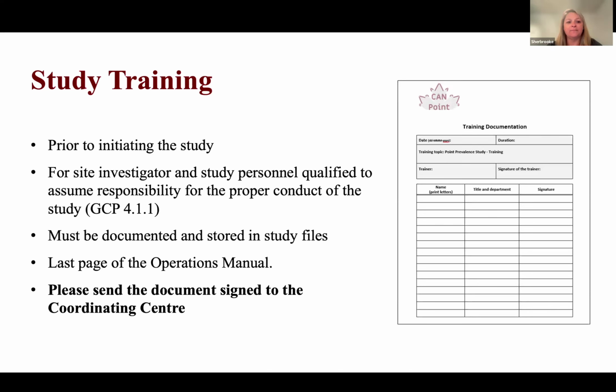The study training must be documented, and everyone on the delegation log must be trained on the study. If you are not able to attend one of the 3 training sessions that were planned in June, you can listen to this recording, and please make sure that everyone listed on your delegation log has been trained on the study and that they have signed this training document. Once everyone is trained, please send this document to Julie Ménard.